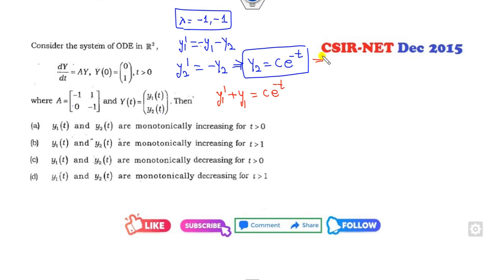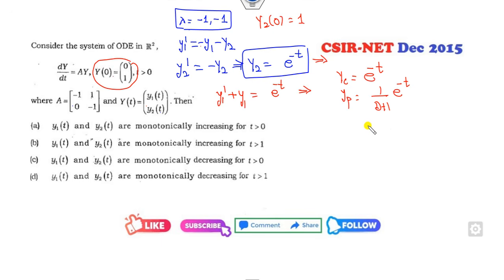So can you find the value of c? y2 of 0 is 1, so c will be 1. Fine, this will be here. Now can you find the solution of this auxiliary equation? It will be e raised to power minus t. What is the particular solution? D minus 1 e raised to power minus t is 0, so it will be here.